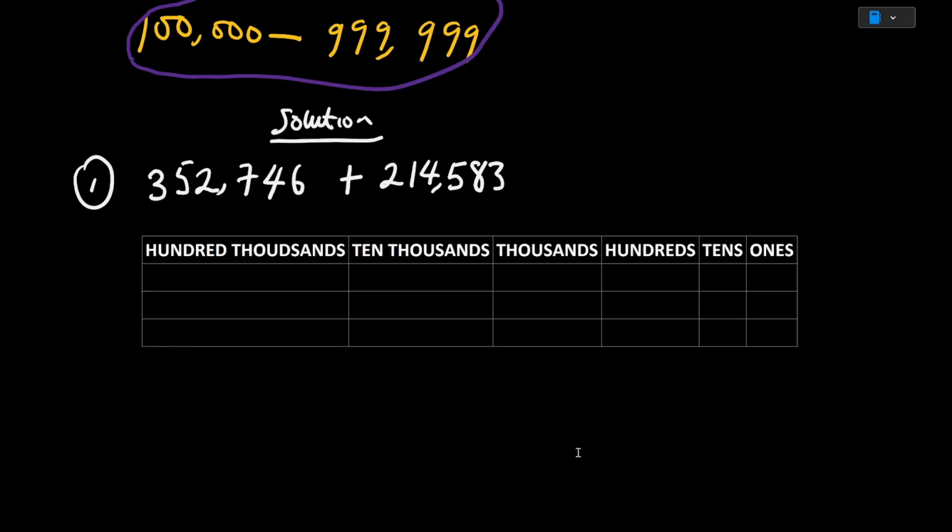A 6-digit whole number ranges in hundreds of thousands. We'll arrange the digits according to their place value, beginning from the ones. Remember, we always start from the last number on the right, that is our ones place. In the first number, 6 is our ones. So let's write out the digits: ones 6, tens 4, hundreds 7, thousands 2, ten thousands 5, hundred thousands 3.